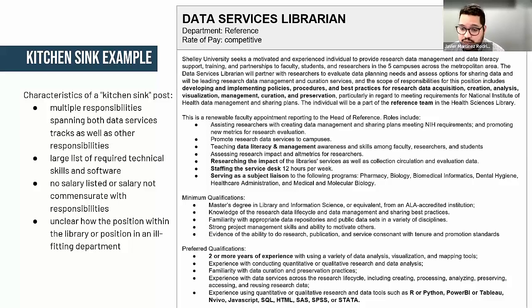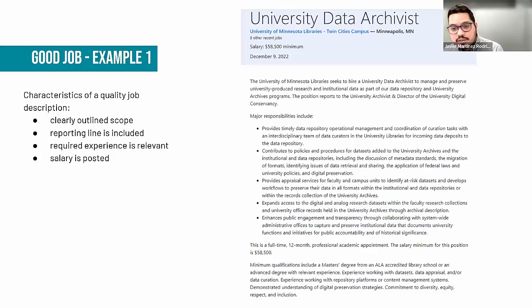For your own library, you can obviously make an assessment and decide where a data librarian would make more sense within your organization. So let's switch over to an example of a good job posting. Some of the characteristics that we see is that it has a clearly outlined scope, and that this one is the data archivist. So obviously, this falls very well within the data management and curation track, specifically focusing on archiving data.